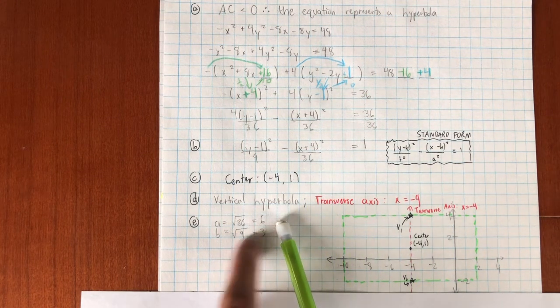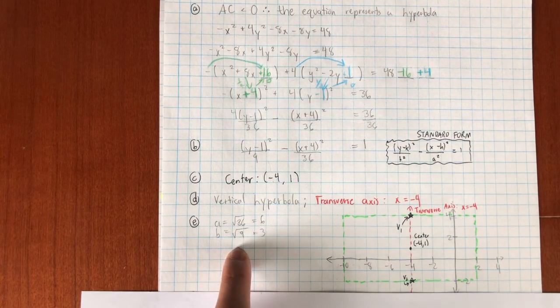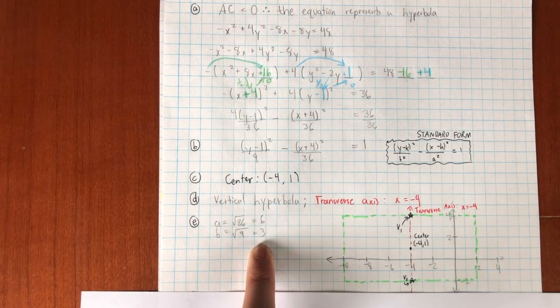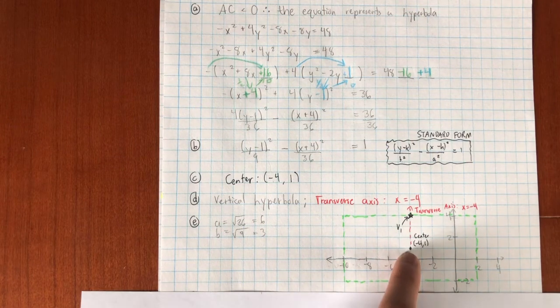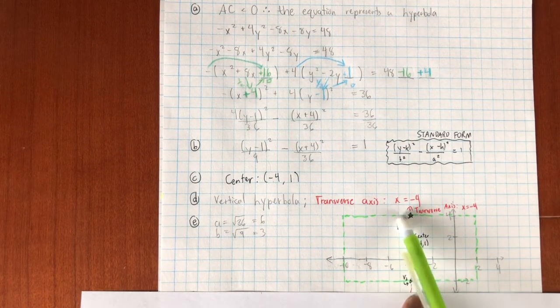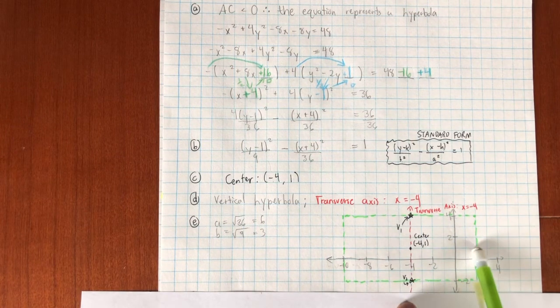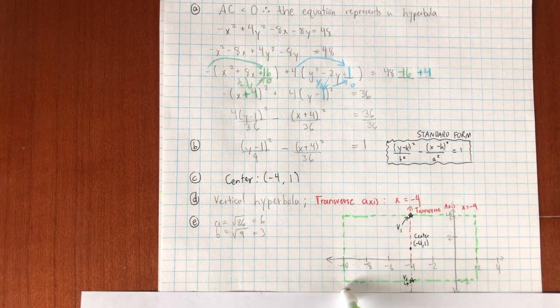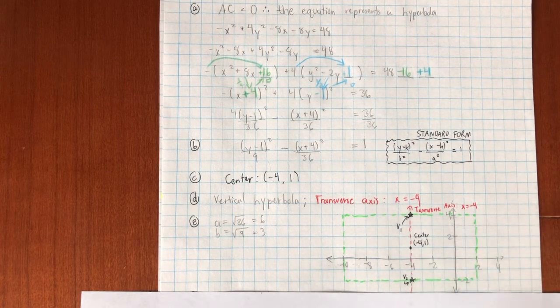So our a equals 6, and b equals the square root of 9, which is 3. So we're going to go up 3, and then down 3, to the right 6, and to the left 6, and then just connect all of that to get this beautiful rectangle.